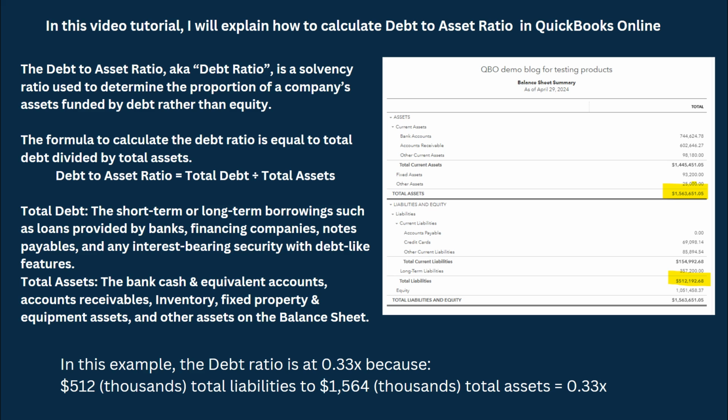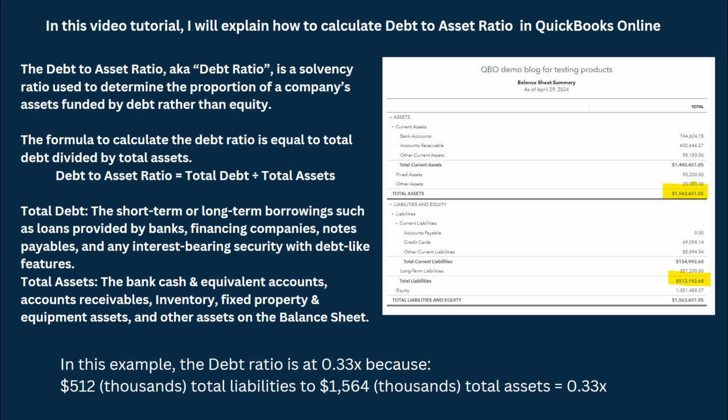what is debt to asset ratio, also known as debt ratio? It is a solvency ratio to determine the proportion of a company's assets funded by debt, your short-term and long-term debt, rather than by your own equity. So the formula to calculate the debt ratio is equal to total debt divided by your total assets. It's pretty straightforward. Total debt divided by total assets, right?